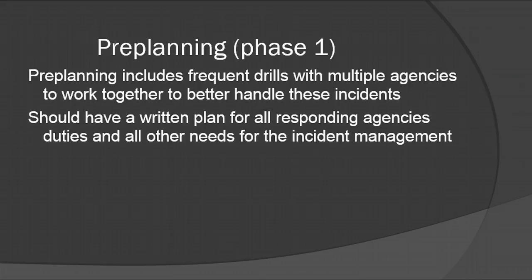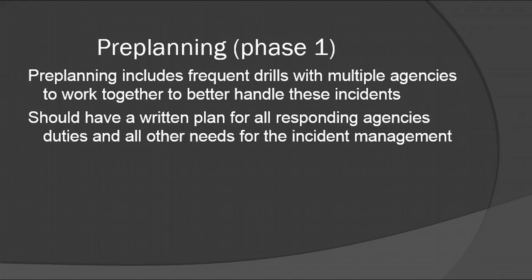So, pre-planning phase one. Pre-planning includes frequent drills with multiple agencies to work together to better handle these incidents. So again, how are these multiple agencies going to work together when they get on scene if they have not established a rapport, if they have not figured out what a typical chain of command scenario is going to look like, and how they're going to work together as providers? They're going to have a very difficult time managing the scene if they're just meeting and greeting with each other for the first time on a big mass casualty incident.